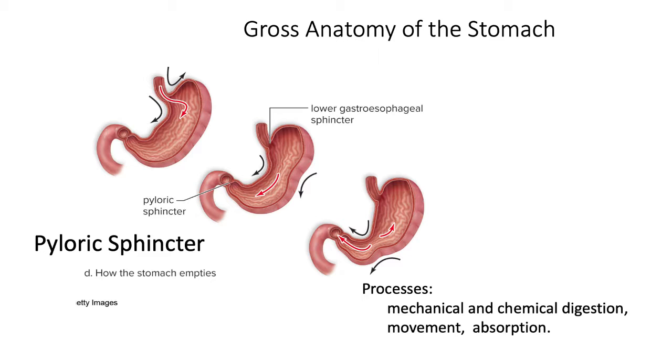Very little absorption happens in the stomach. Only water and things that are lipid soluble, such as alcohol, can be absorbed through here. Most of the function of the stomach is in the storage of food and mechanical digestion.